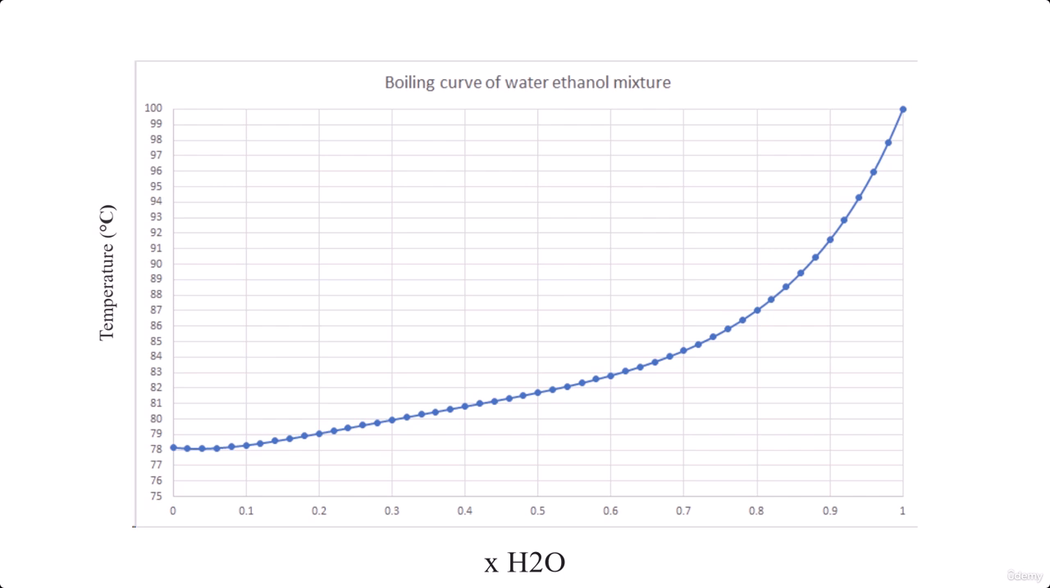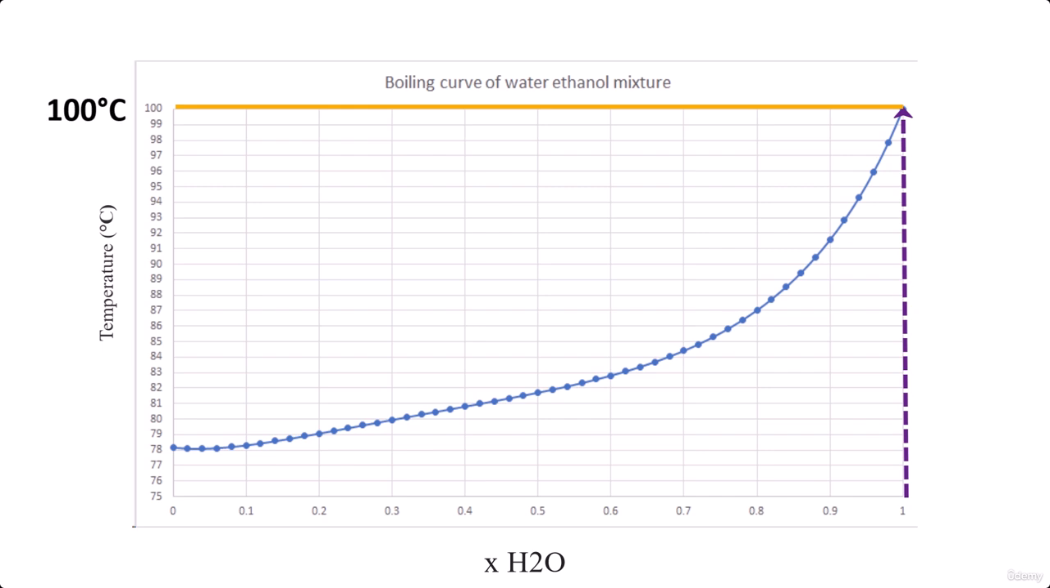Let me explain what that means with a simple example. If you have 100% pure water, it boils at 100 degrees Celsius at 1 atmosphere. If you have 100% pure ethanol, it boils at around 78.4 degrees Celsius at 1 atmosphere. Now what happens if you mix water and ethanol together? The boiling point of the mixture depends on the ratio of the two substances.